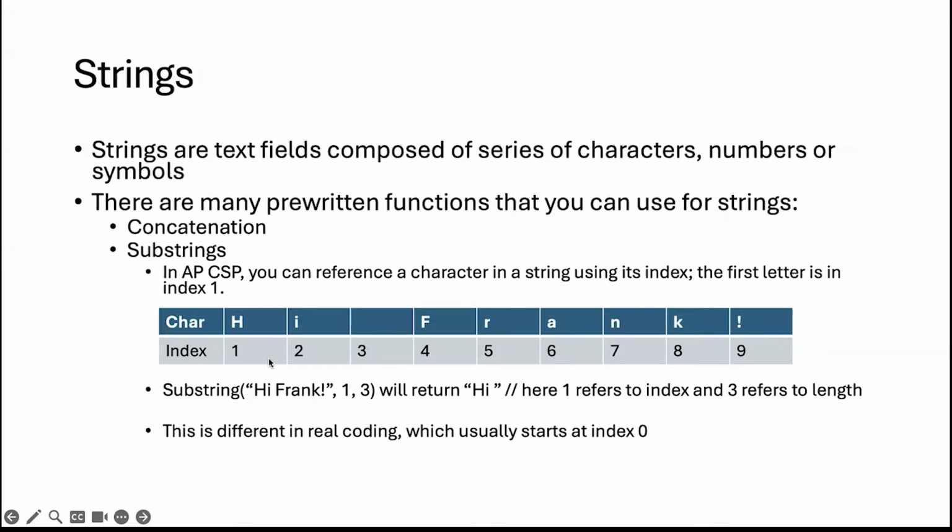Okay, so you can see that this is a string of length 9. If I use substring, "hi Frank", 1, 3, 1 basically means the starting index, and 3 means the length. So it's going to return starting at index 1, length of 3: 1, 2, 3. So it's going to return this substring, "hi" with a space at the end. This is a lot different from many of the real coding languages, which usually start at index 0. You just need to remember in APCSP, the first letter or the first number starts at 1 instead.